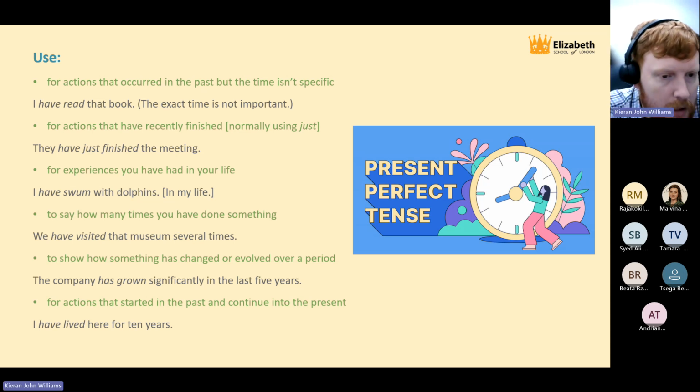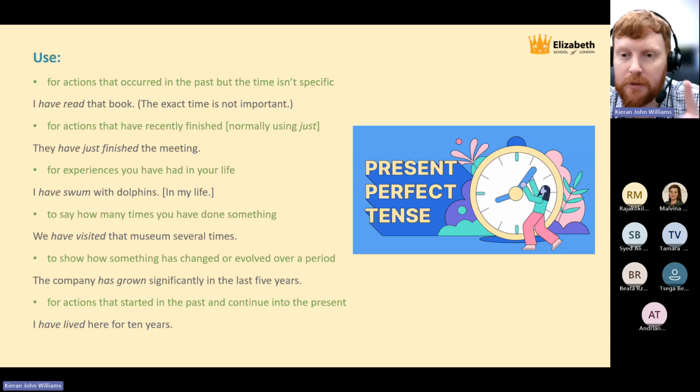Okay. If you want to say how many times you have done something, you use present perfect simple. So we have visited that museum several times. Okay. I have visited Germany twice or something like that. So if you're saying how many times, you use present perfect simple.